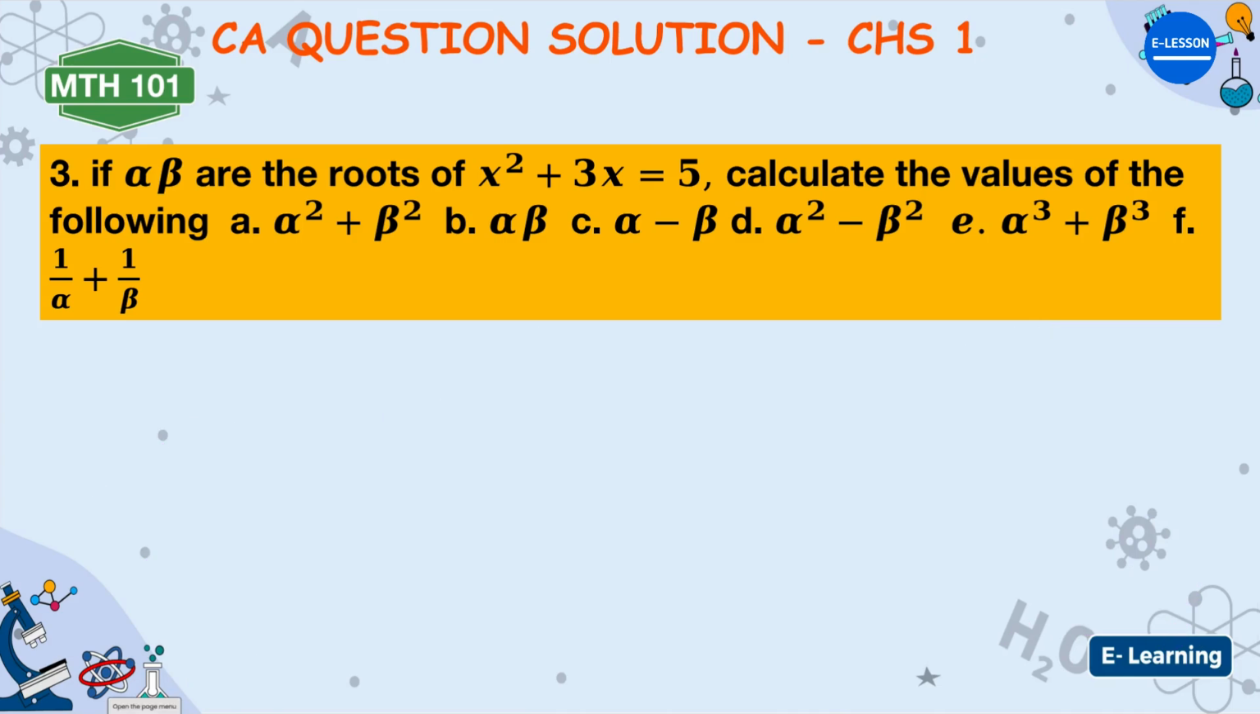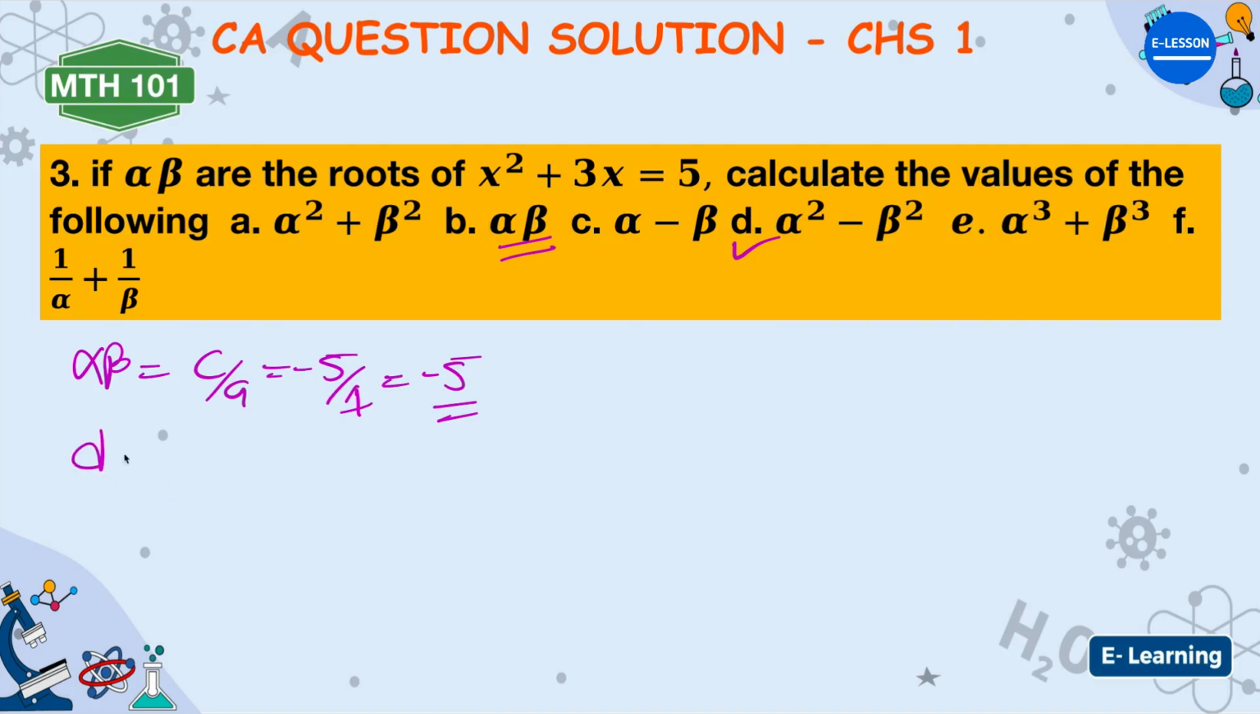Let's look at the next one. Okay, there was one that actually said just alpha beta. Please don't jump that one. We've already calculated alpha beta as what? As minus 5. Is that okay? So C over A, which is minus 5 over 1. Don't forget that question. We've already calculated it before.